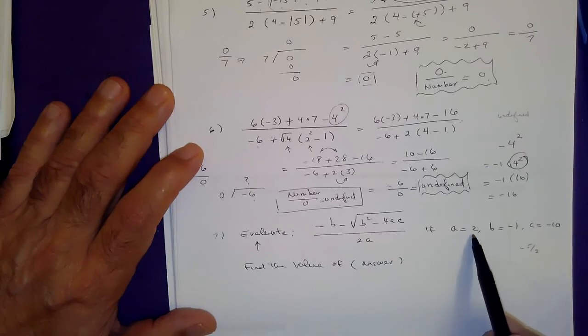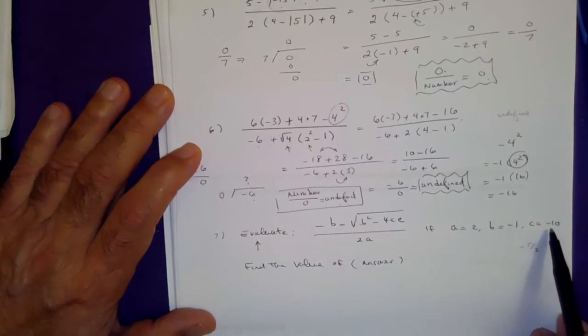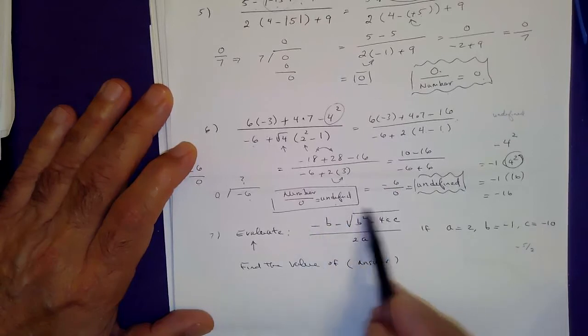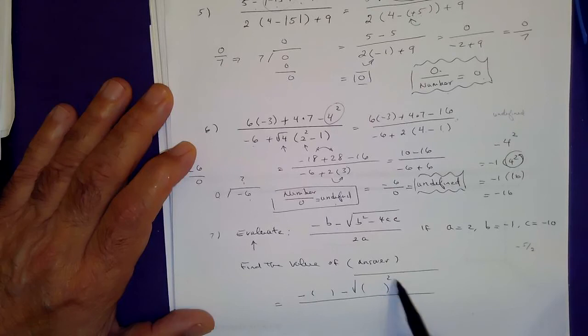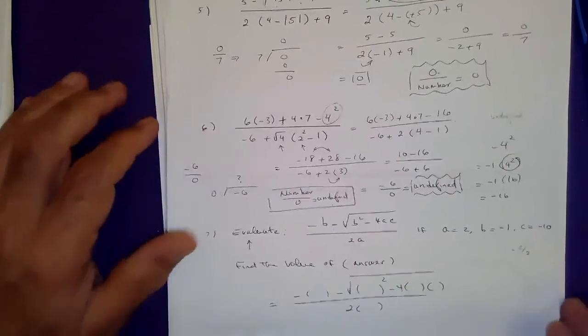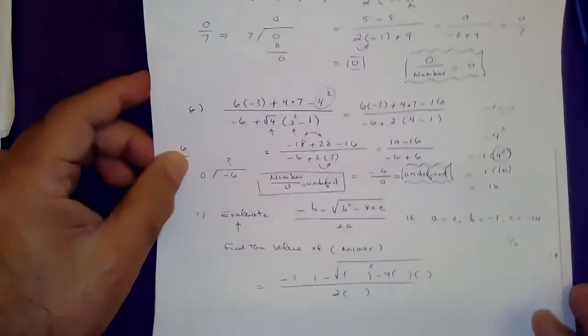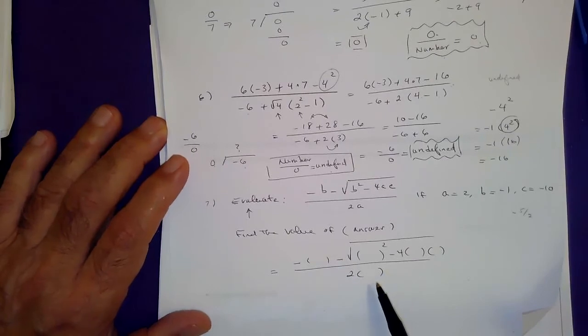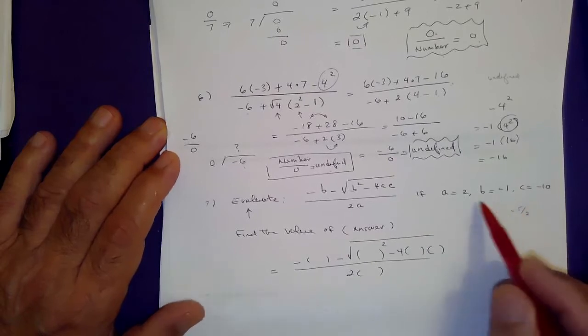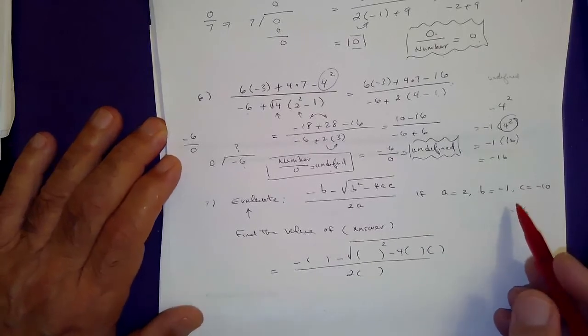The idea is if a is 2, b is negative 1, c is negative 10, what would this expression be equal to? Well, the first thing I do is write a blank formula like so. Instead of a, b, and c, I just insert blank parentheses. Why do I do that? Because I know the values of a, b, and c. They were given to me. So now I insert those values.